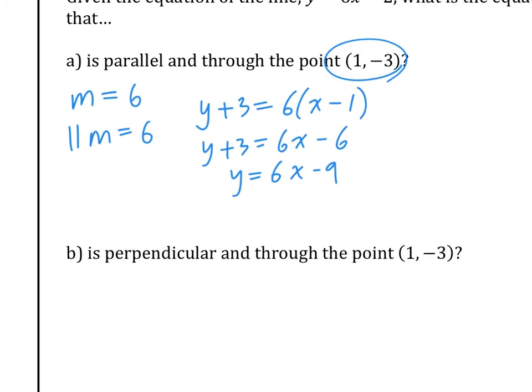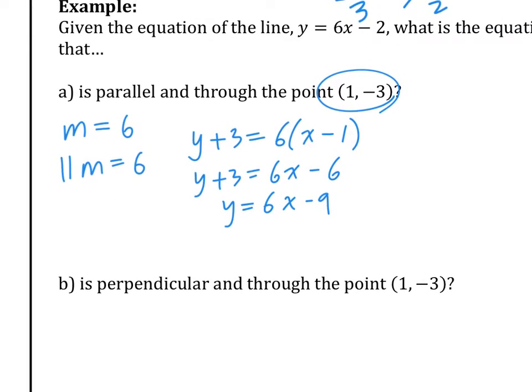Next, the same line, but we want it to be perpendicular to that and through the same point. So we know the slope of the original line is 6. What is the perpendicular slope? Yeah, opposite reciprocal, so -1/6. Okay, we want it to have a slope of -1/6 and goes through that same point.